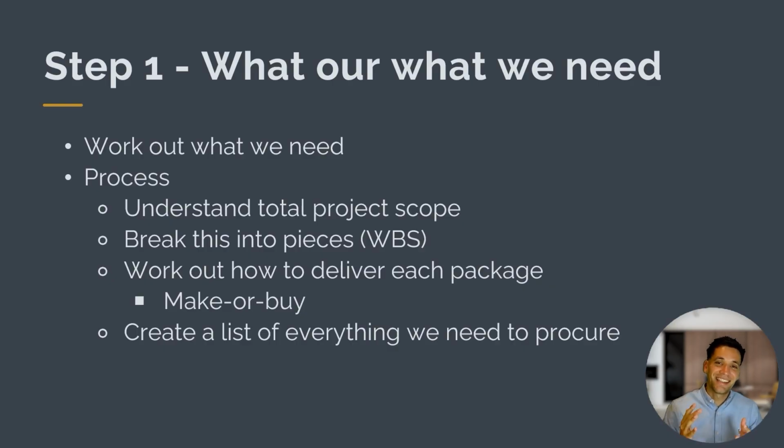So step number 1 is to simply work out what we want to buy. So we want to work out exactly what we need to get from the market. And there's a simple process to do this. We first need to understand the overall project scope. We then want to break this down into component pieces called a work breakdown structure. Against each item in our work breakdown structure, we want to determine whether it makes sense to self-perform the work, so manage it ourselves in-house with our own resources, or to subcontract it out to an external party. We then want to create a list of everything we need to procure.